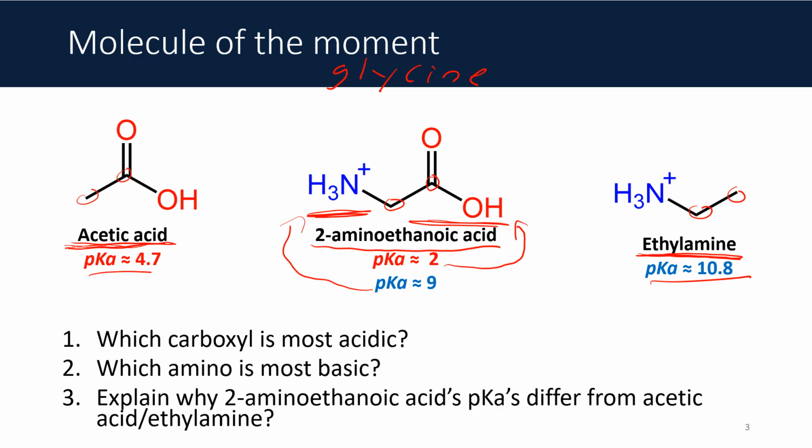My questions to you are, which of these carboxyls are most acidic? Which of these amino groups are most basic? And try to explain in a sentence or two why 2-amino-ethanoic acid would have such different pKa's. Pause the video, try to figure it out. I encourage you to use the internet because this is going to be tricky, and we will go over this first thing in class.